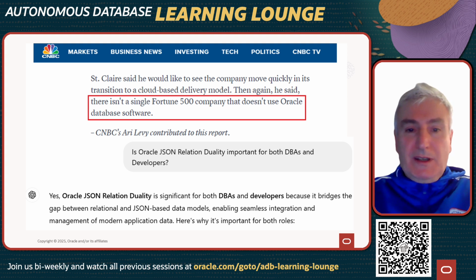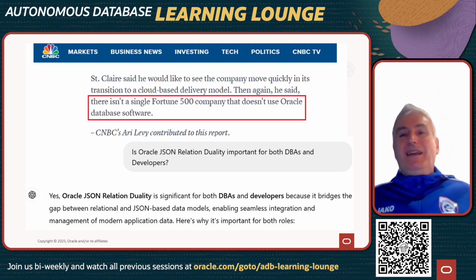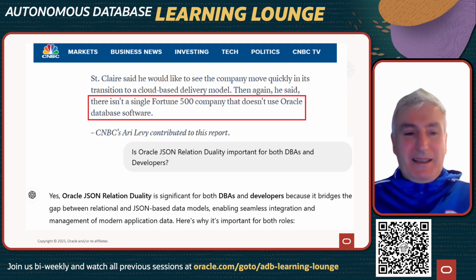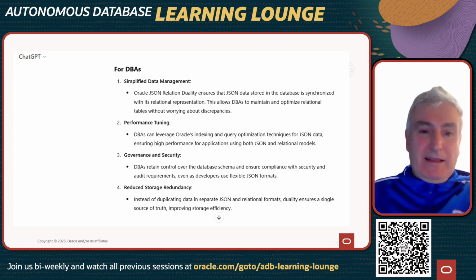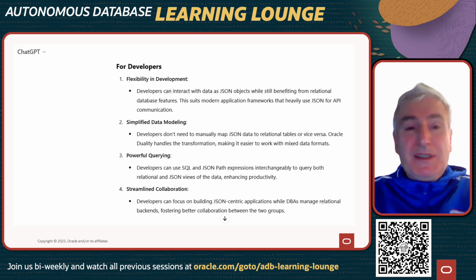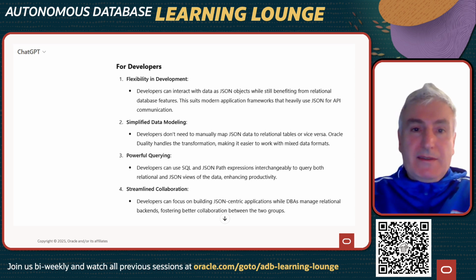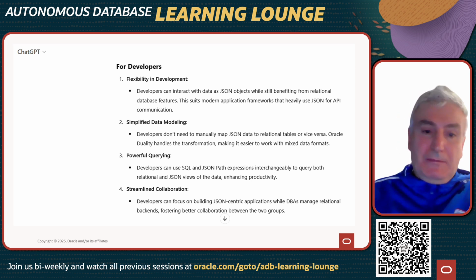We did an interesting query asking ChatGPT: is Oracle JSON Relational Duality important for both DBAs and developers? And of course, you can see the answer. I'm not going to read it. The answer we got is that duality bridges the gap between relational and JSON-based data models. Here is one slide to quickly see what is important for DBAs: simplified data management, performance tuning, security, and reduced storage redundancy. While for developers, the most important takeaways and use cases for relational duality are flexibility in development, the simplified data model, powerful querying, and streamlined collaboration.